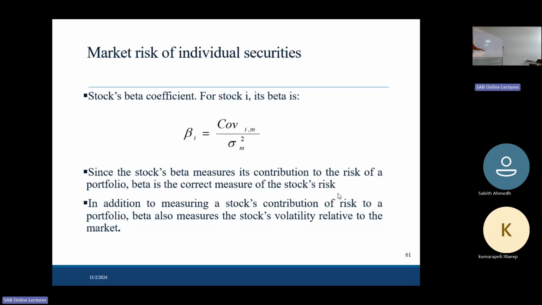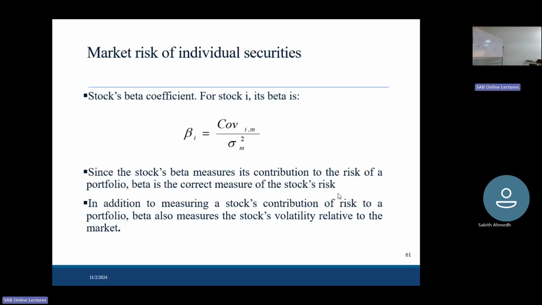Just take this into mind. Since the stock's beta measures its contribution to the risk of the portfolio, beta is the correct measure of the stock's risk. We measure a particular company's contribution to the market portfolio risk using the beta. In addition to measuring the stock's contribution of risk to a portfolio, beta also measures the stock's volatility relative to the market. That is important.